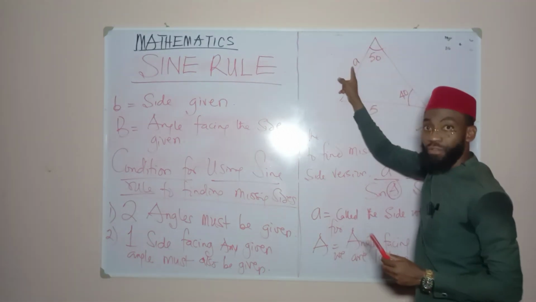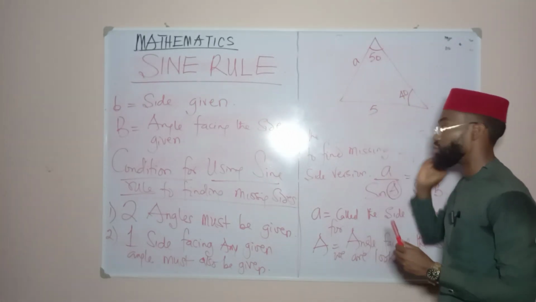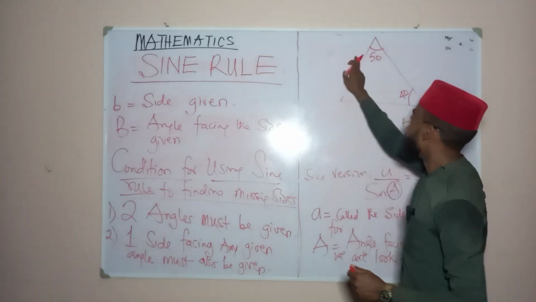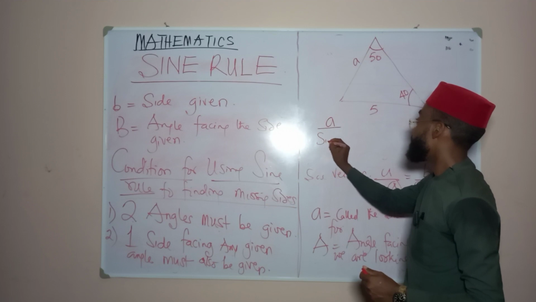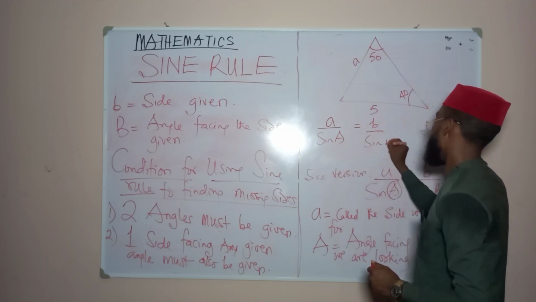The side you are looking for must also be facing its own angle that is given. So please take note of these conditions. You can now quote your formula to find this particular side. The formula says that a over sine A is equal to b over sine B.